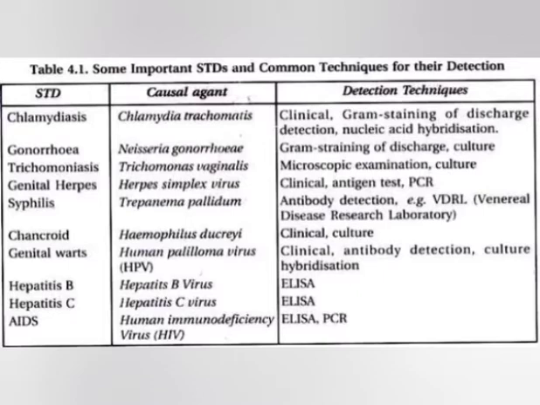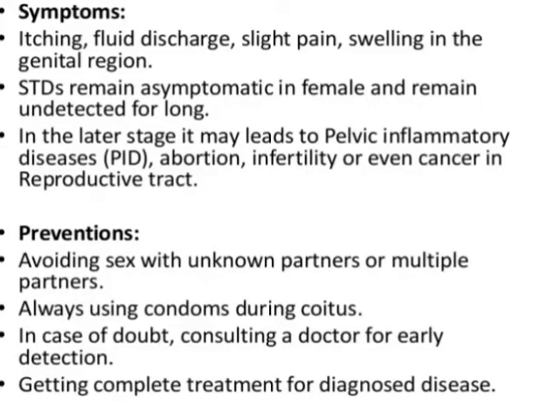The next one is hepatitis B and C. For hepatitis B, the causative agent is hepatitis B virus, and for hepatitis C, the causative agent is hepatitis C virus, and for the detection of both diseases, ELISA technique is used. The last one is AIDS, and the causative agent is human immunodeficiency virus, and for the detection of this disease, ELISA and PCR techniques are used. Now we'll talk about the symptoms of sexually transmitted diseases.